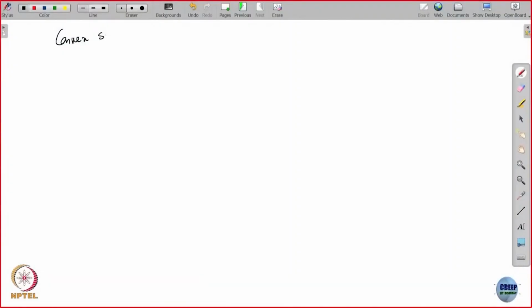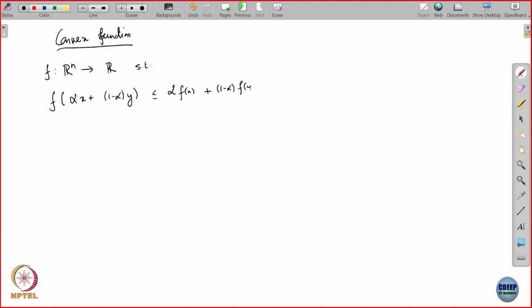So, let's get to this one by one. A function f. First, what is a convex function? We have seen what a convex set is. So, what is a convex function? A convex function is a function f, let us say from Rn to R, such that f of alpha x plus 1 minus alpha y is less than or equal to alpha f x plus 1 minus alpha f y, where alpha belongs to [0, 1], and for all x, y in Rn.